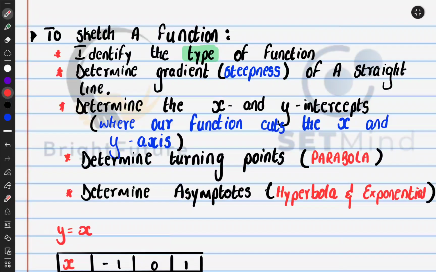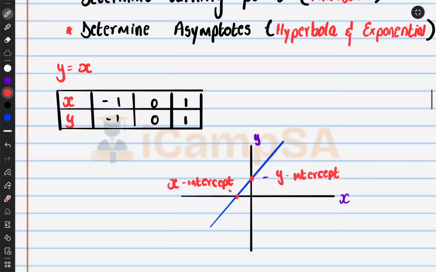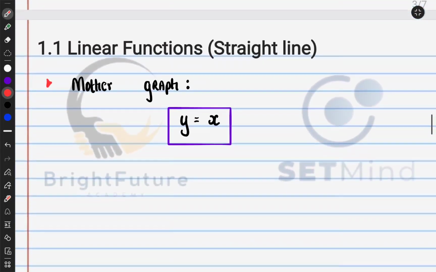Basically, you identify the type of the function, you determine the gradient, you determine the x and the y-intercepts, because the x and the y-intercepts will also give you the coordinates, which you can also use. When you have two coordinates, you can use them to determine the gradient. That's if you are given a sketched function and then you have to work backward maybe to determine the equation for that function. Okay, I hope that makes sense.